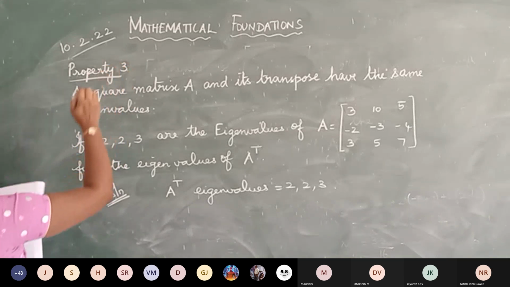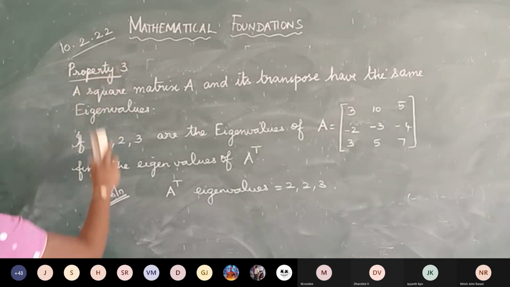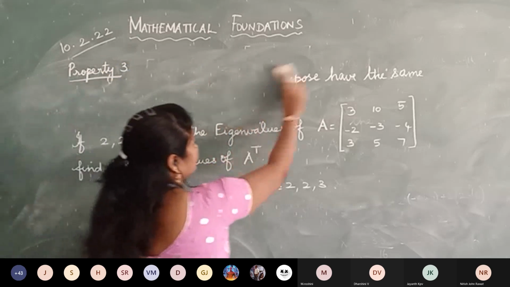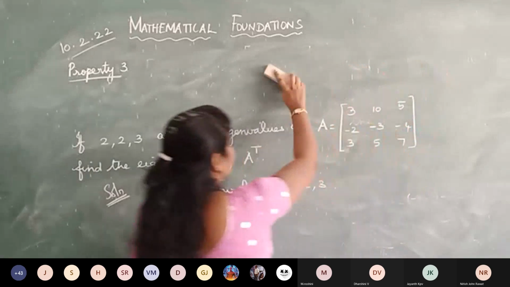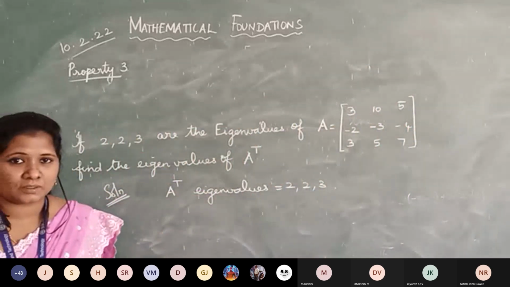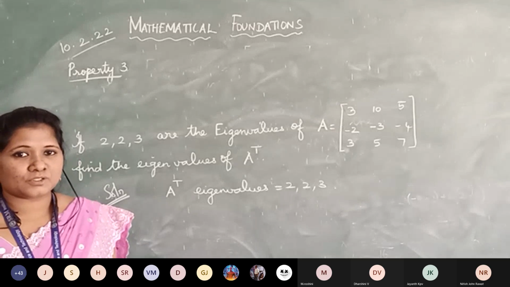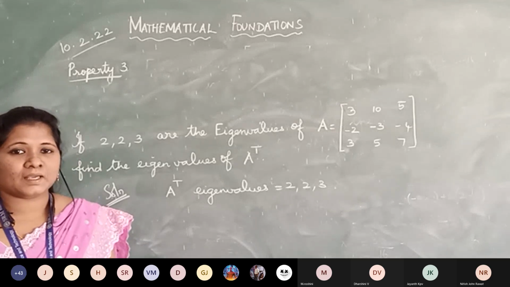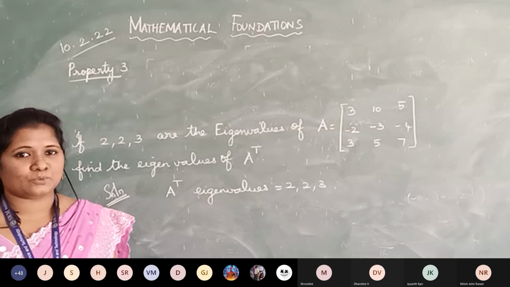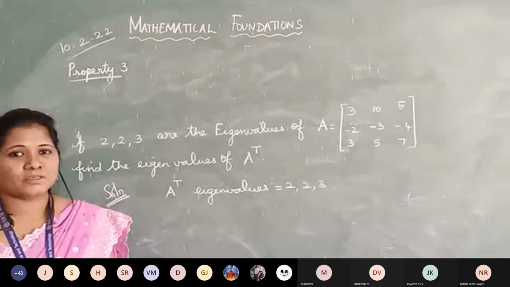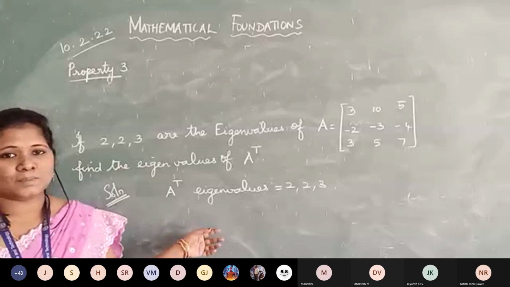Next will be property 3. If anyone wants to try it, you can try it, okay? You can find A transpose and find your characteristic equation, and then solve it and get your eigenvalues. When you're finding your eigenvalues there, see whether you're getting the same eigenvalues.